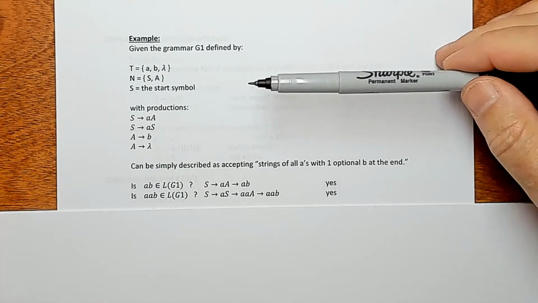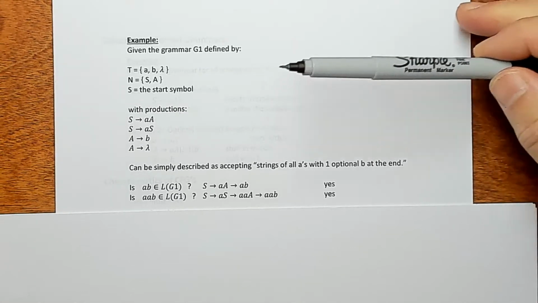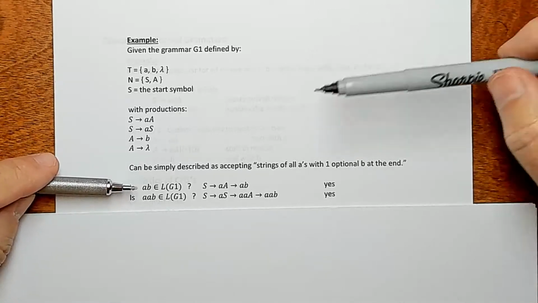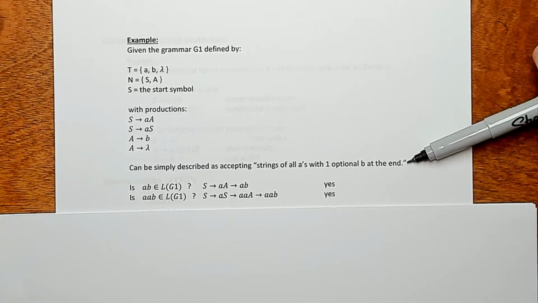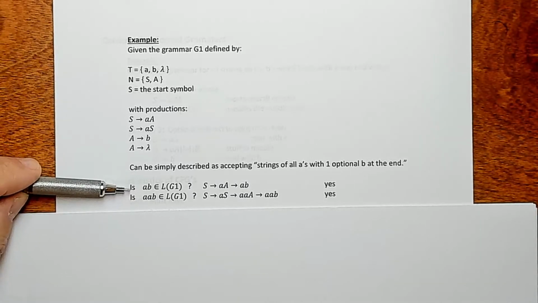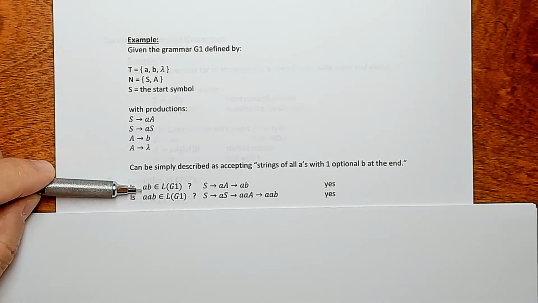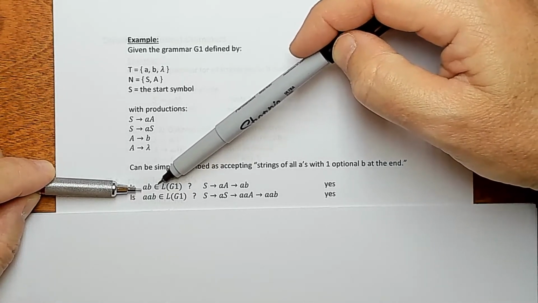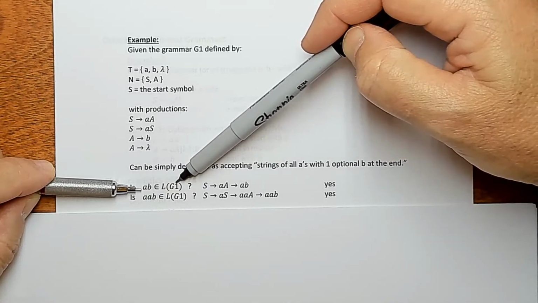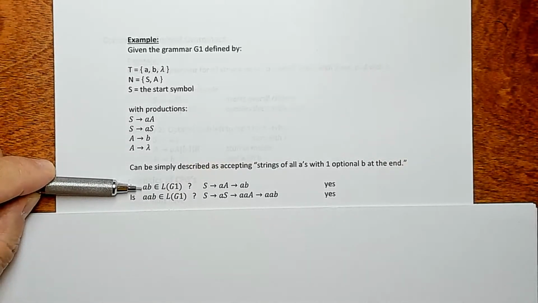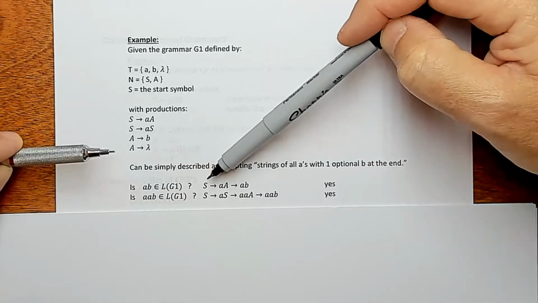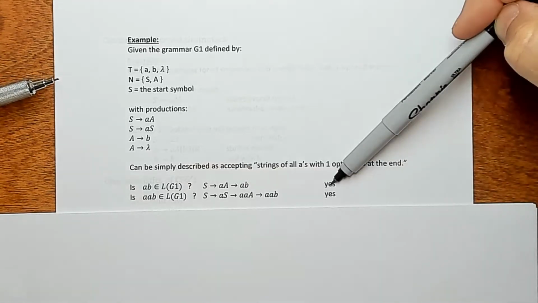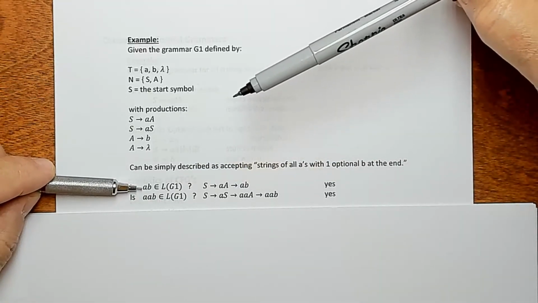Let's look at a couple of production sequences here, and then we'll see if we can explain why this is the case. But let's ask the question: is the string AB valid? That is, is the string AB an element of the language generated by G1? So basically, we're just asking: is AB a valid string? And it's valid if there is a sequence of productions that will yield AB, and there are. So AB is a valid string in the language.